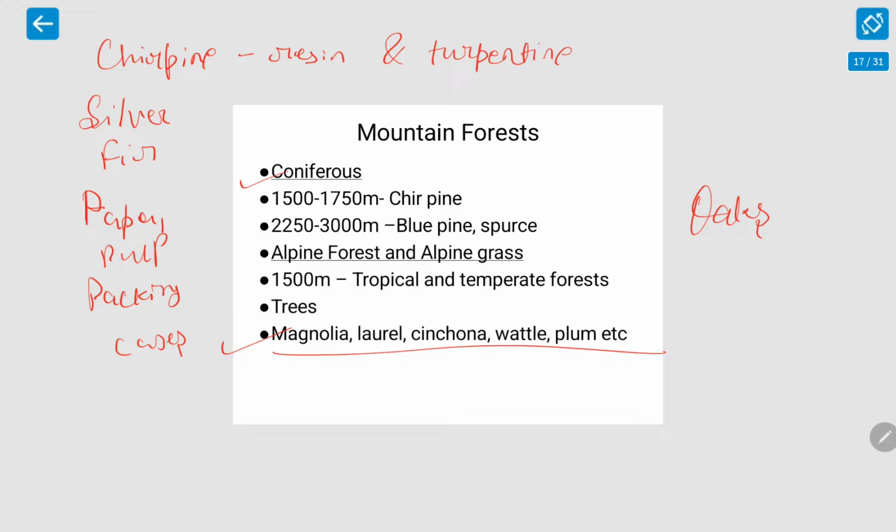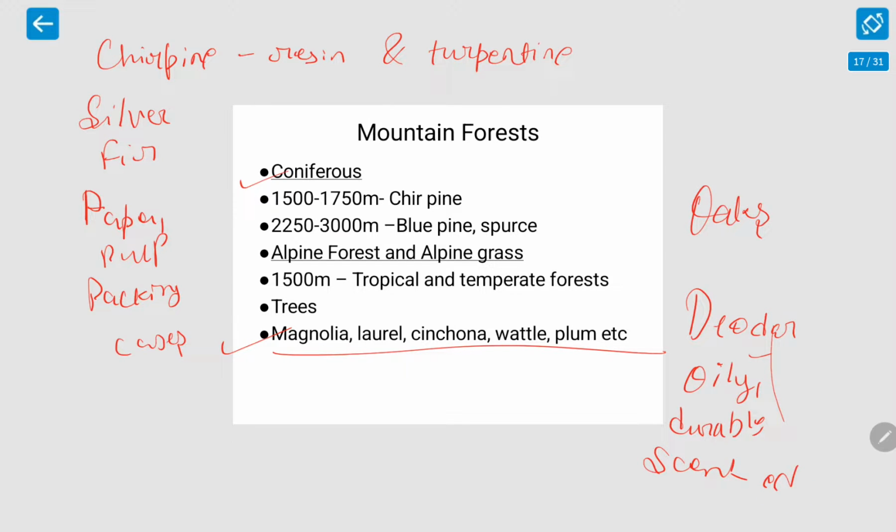Now deodar is a very important tree. It is considered one of the important trees. Its wood is oily, durable, and scented. Perfumes can be made as it is scented. It is used for making railway sleepers and house construction, found in Himachal Pradesh and Kashmir.